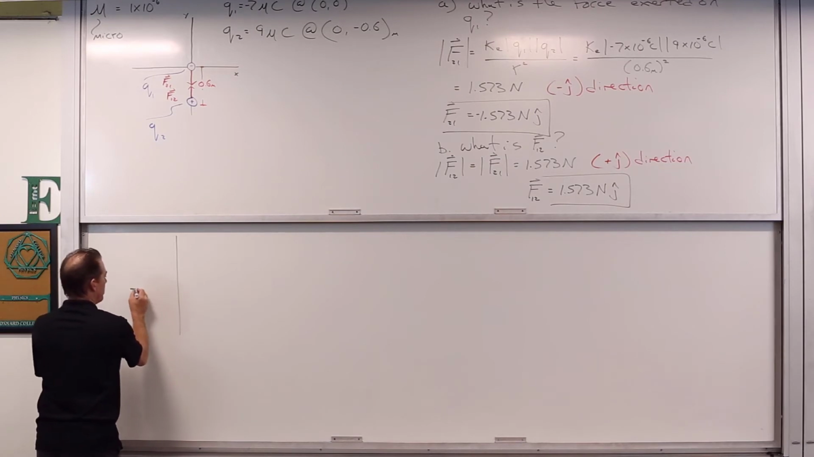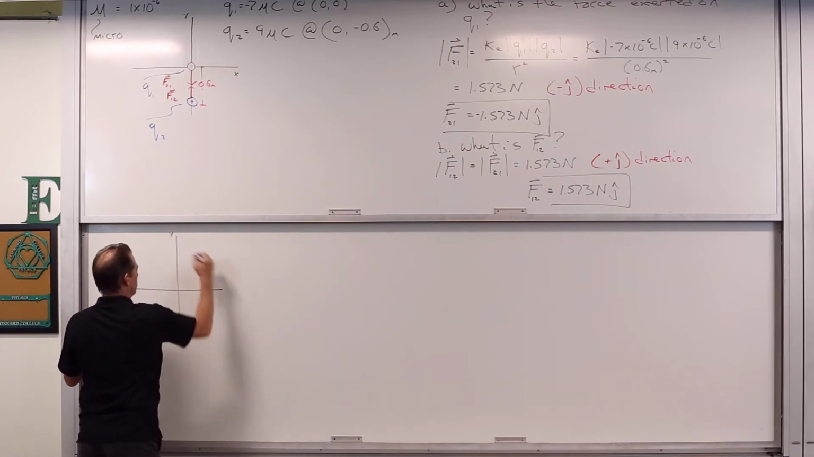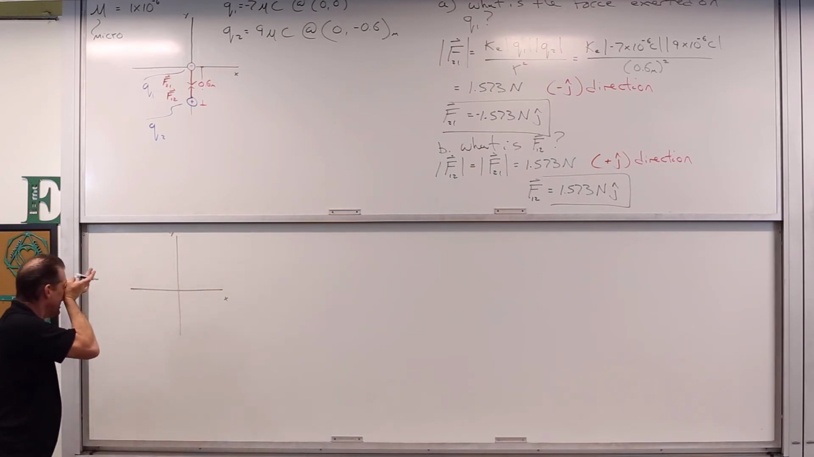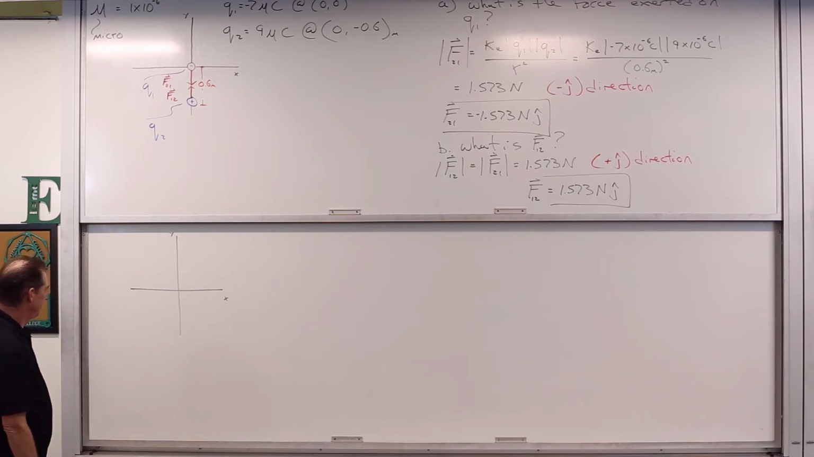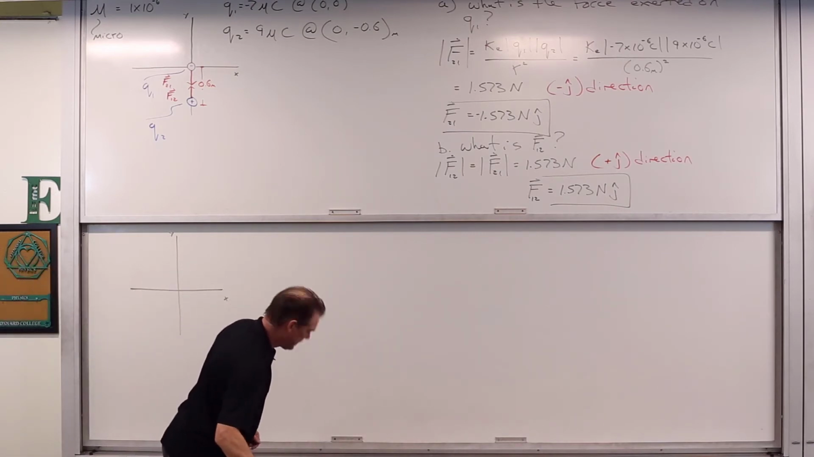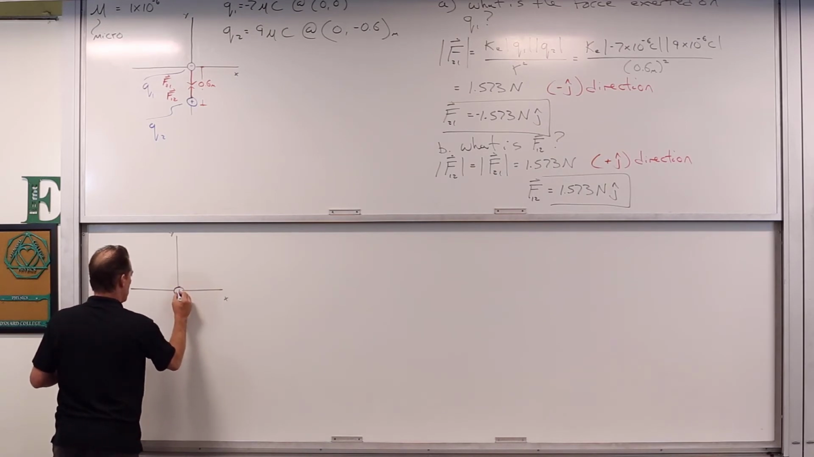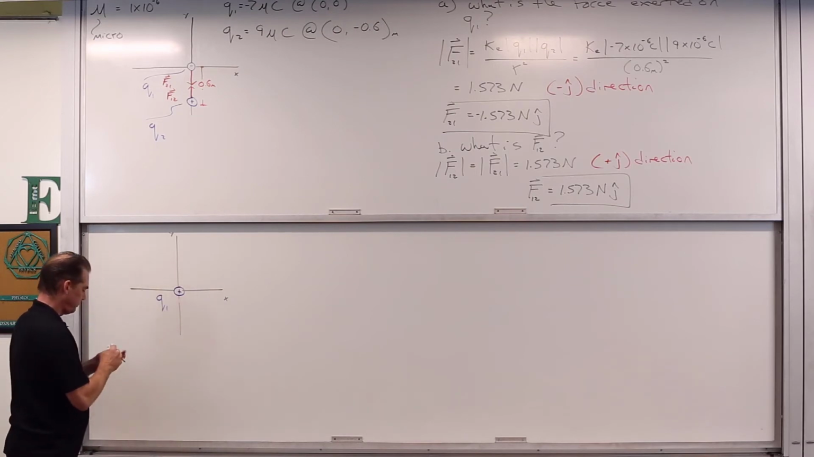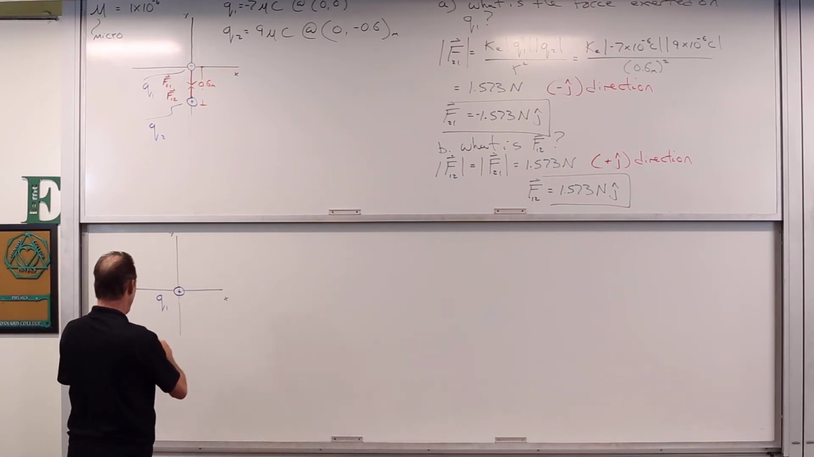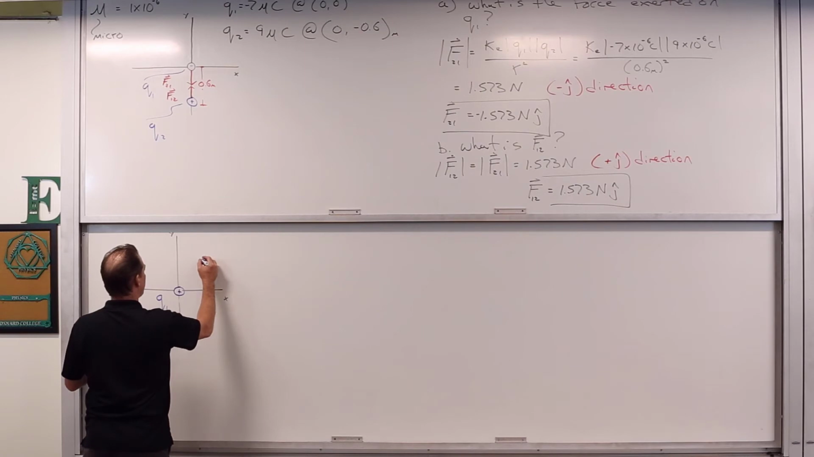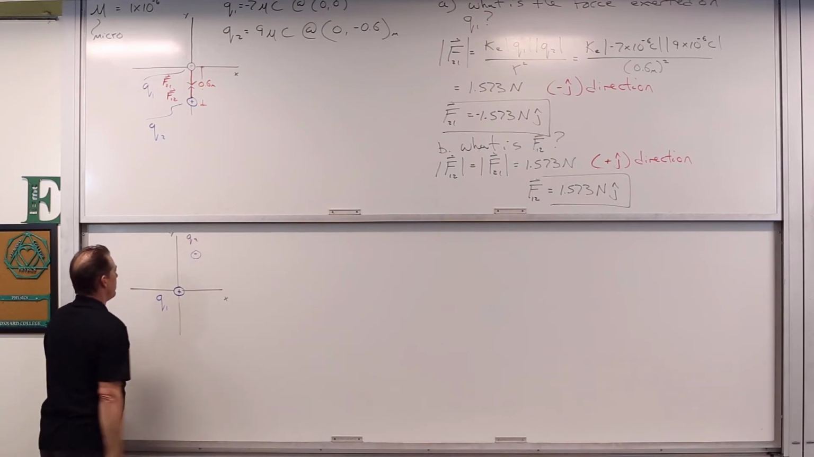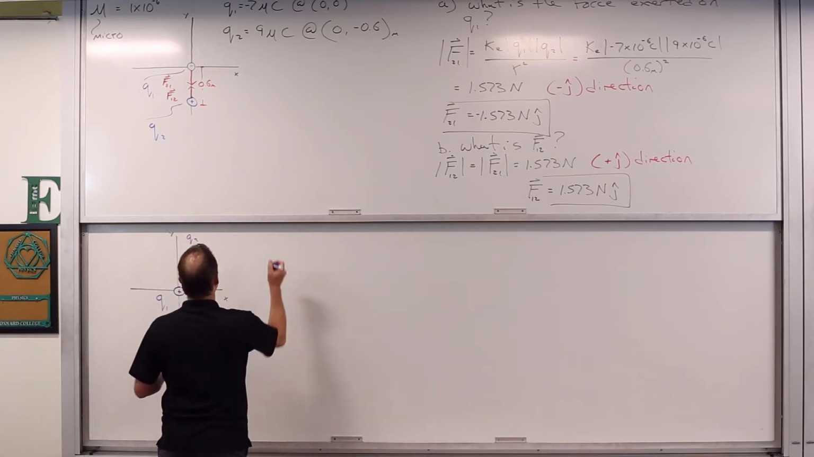We take two charges, y-axis, x-axis. Let's do something semi-simple. We'll take one still at the origin. So we've got the positive one at the origin, and we'll call that Q1. And then we'll take a Q2. We're going to have Q2 be negative, and I'm going to put it up here, right here. Negative. There's Q2.